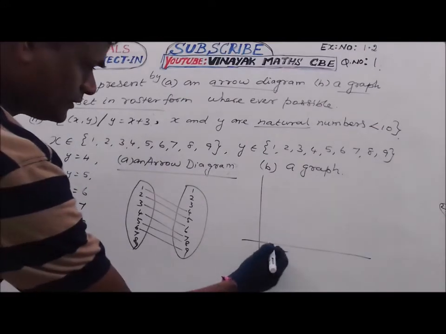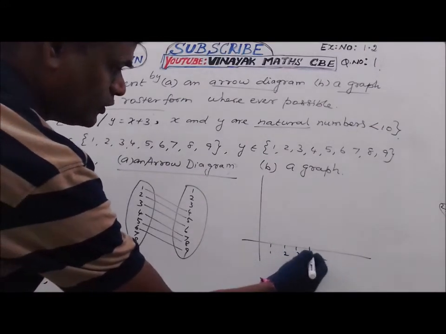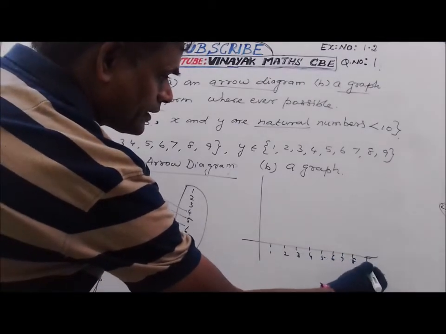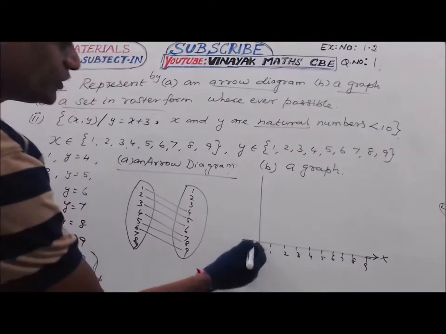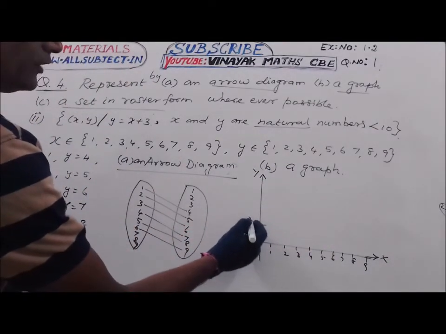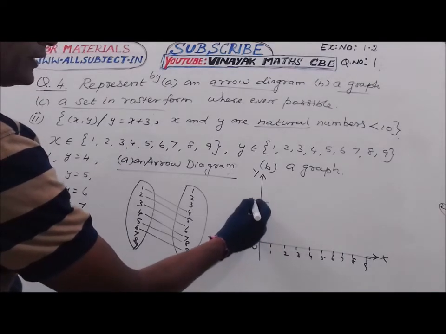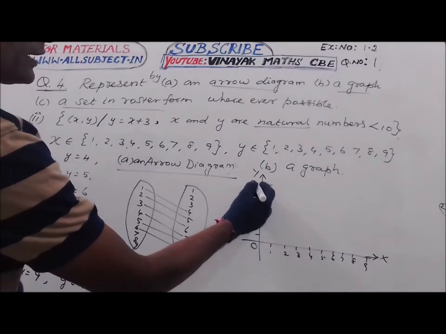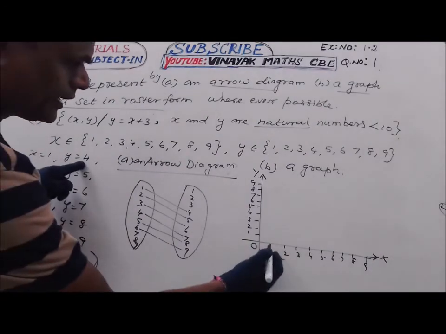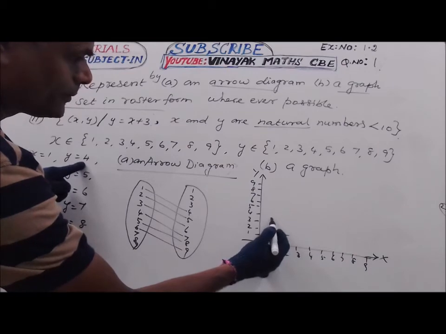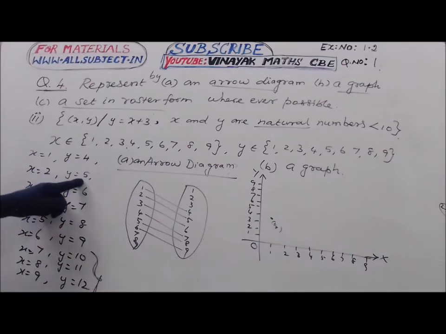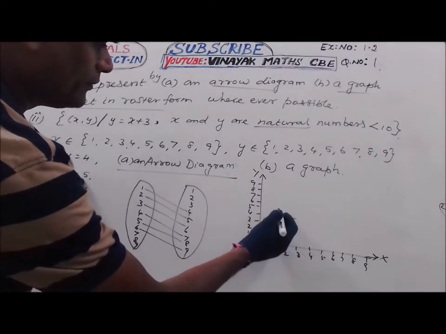I am taking the values here 1, 2, 3, 4, 5, 6, 7, 8, 9. And this is the x-axis, this is the origin, and here we have the y-axis. Here 1, 2, 3, 4, 5, 6, 7, 8, 9 elements. Plotting (1, 4) here, this is (1, 4), and then (2, 5).